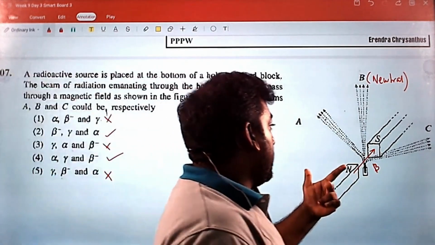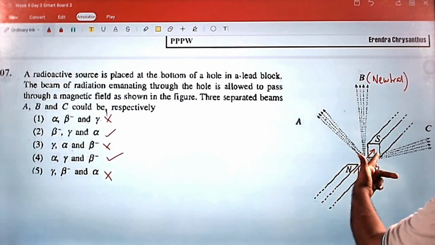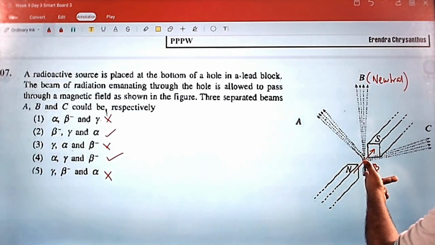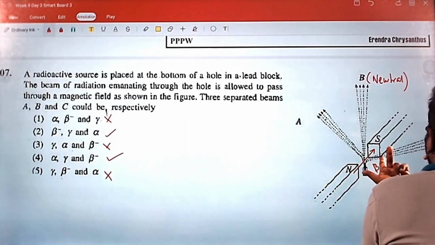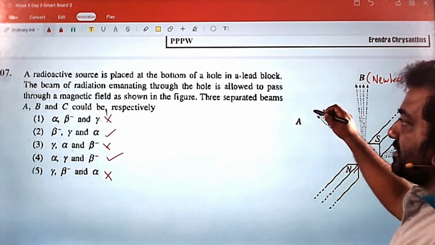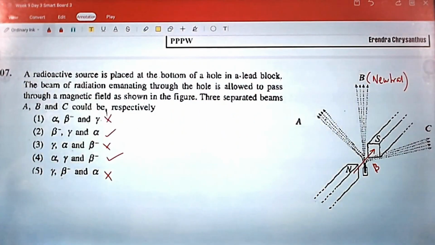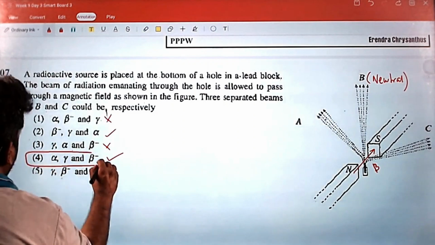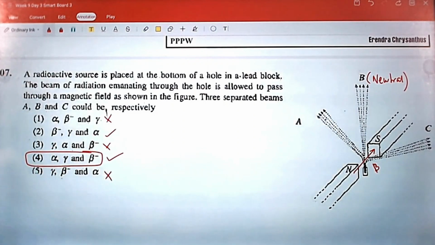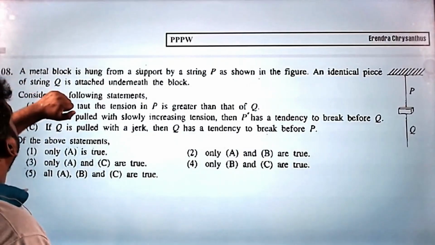Next one. You can apply the left hand rule. Field is in that direction, current in the same direction, let's say. Force is this way, it's going to bend. So this is going to be positively charged. Positively charged means alpha particle. So this is the answer. Fourth one is the answer. Very good. So just by basic application of theory, you can get the answer.